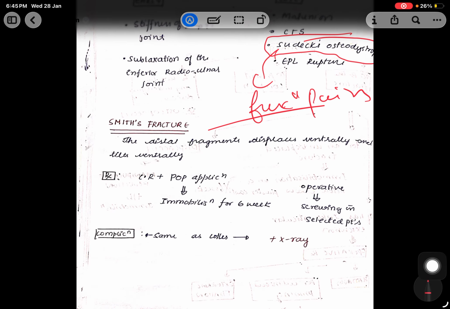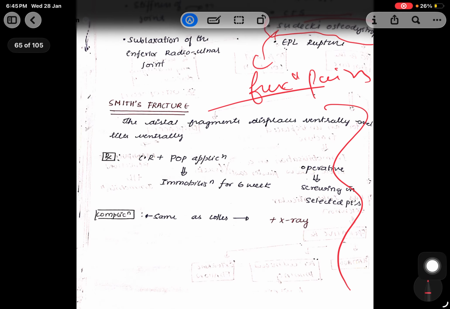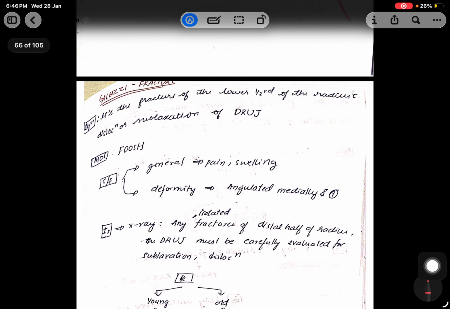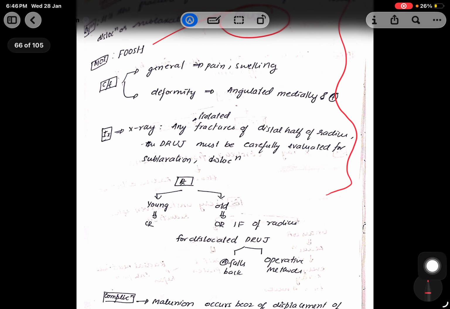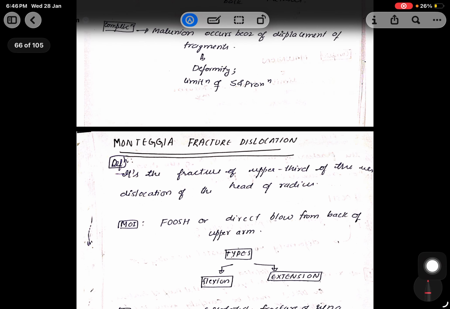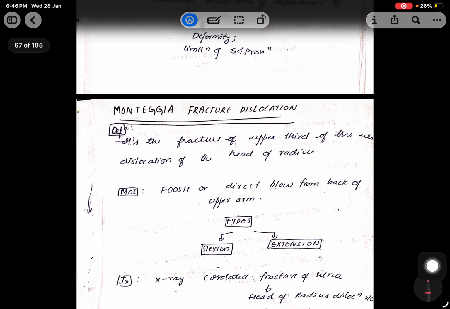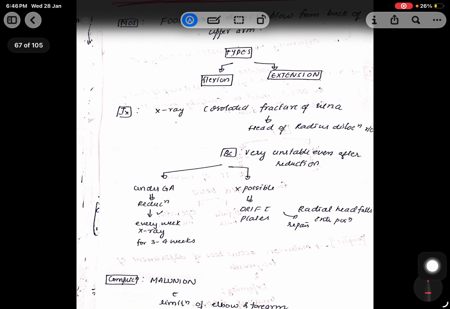Then Smith fracture, again the reverse of Colles fracture, obviously the same thing. Galeazzi fracture, where is the depression? At the distal radioulnar joint. Okay. Fracture part, there is nothing for me to explain. Again, here in the upper part, this is with the dislocation of the head of radius. Okay.